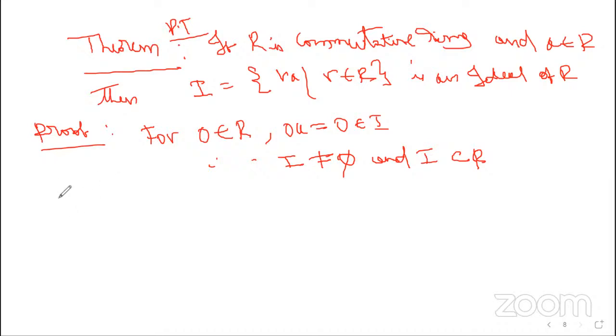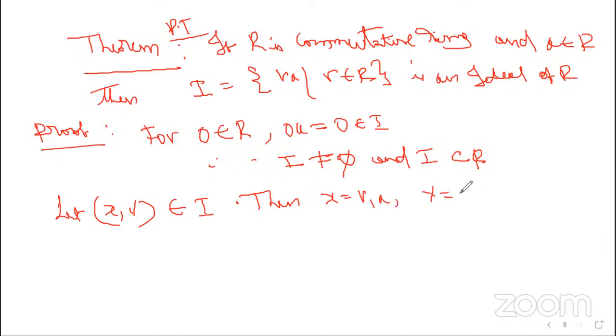So let x, y belong to I. Then x equal to r1 a, y equal to r2 a, for all r1, r2 belongs to capital R.